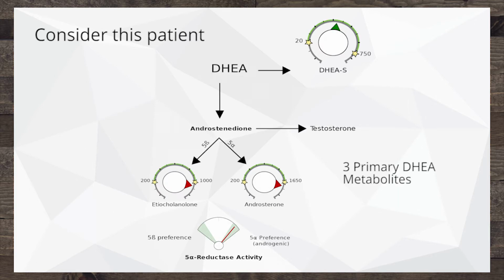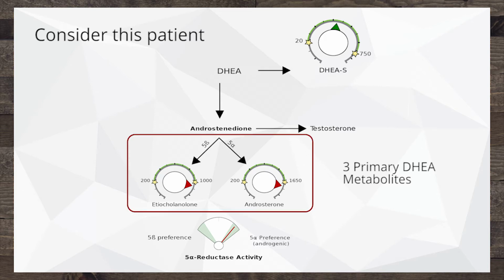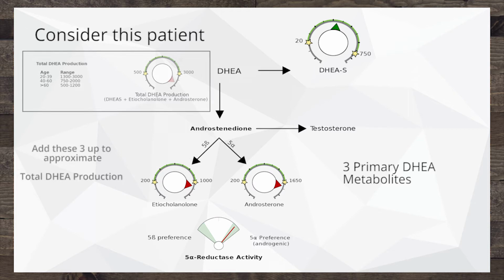As we're looking at DHEA levels, what we want to do is to add up the 3 primary metabolites of DHEA. So we're measuring DHEAS, which is DHEA sulfate. That can be measured in saliva, that can be measured in serum or in urine. So we're looking at that here. But additionally, we're going to add the 2 most abundant metabolites of DHEA, etiocholanolone and androsterone. When you add those 3 up, you get a really good picture of the overall DHEA production for the day.